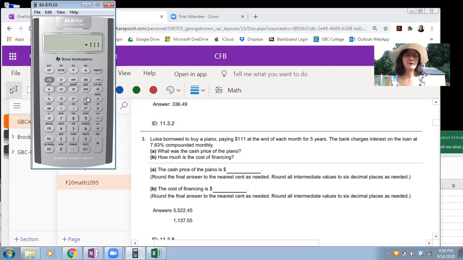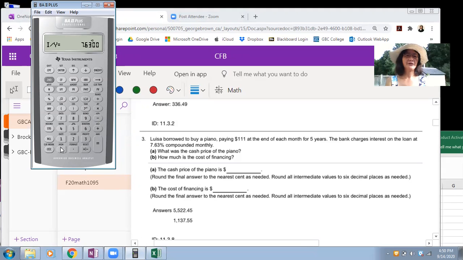This is a negative number, PMT. Okay. For 5 years, we know 5 years is 60 months. So 60 is N. Okay. Interest 7.63%, 7.63. That is the interest.